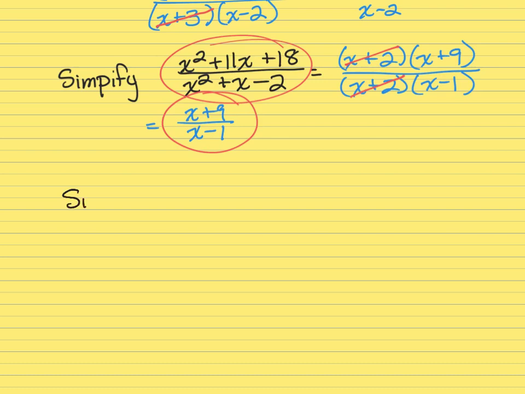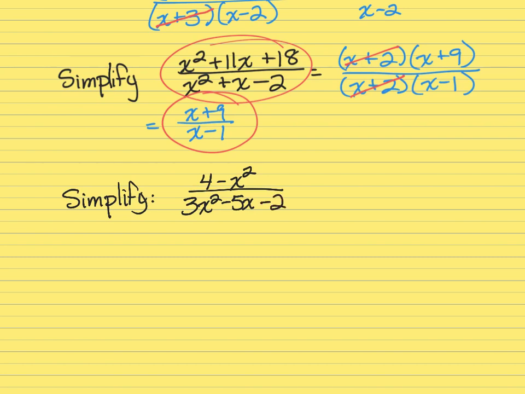All right, let me show you one that every once in a while you'll run into something like this. Let's simplify. You'll run into things like this, and it's not a big deal, but you want to be prepared. 4 minus x squared over 3x squared minus 5x minus 2.